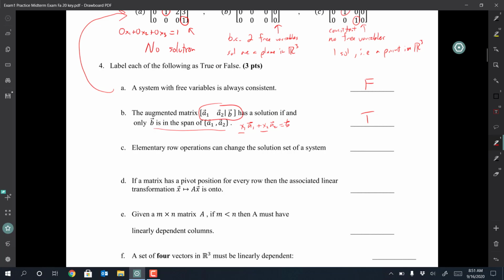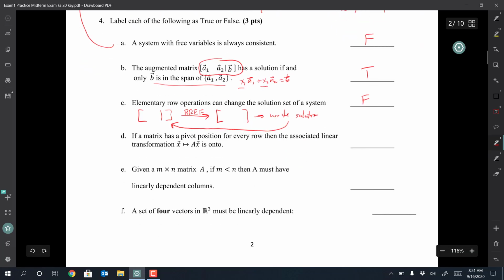Part C, elementary row operations can change the solution set of a system. That is false. The idea is that we have our augmented matrix and we do our row operations to some nice form, and then we can write out our solutions. The whole idea is that those are the same solutions as our original system. So row operations don't change the solution set of systems.